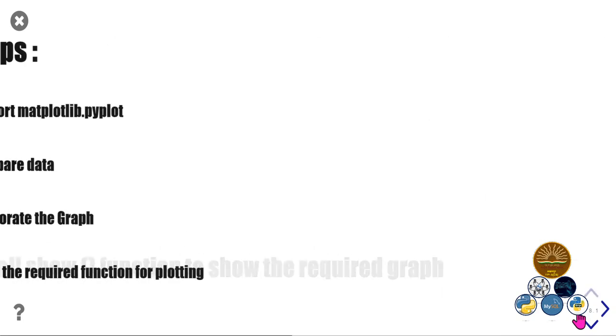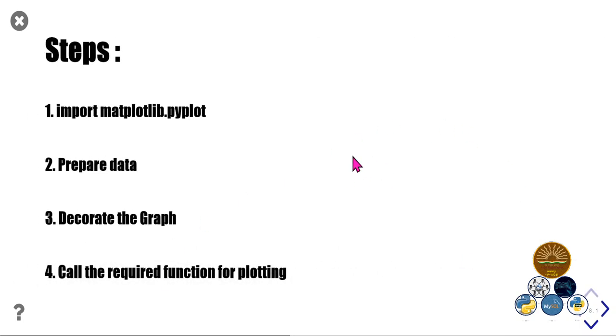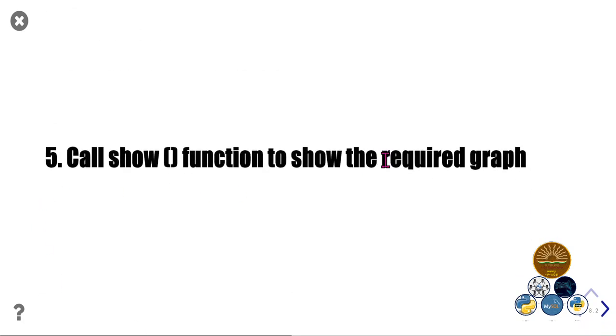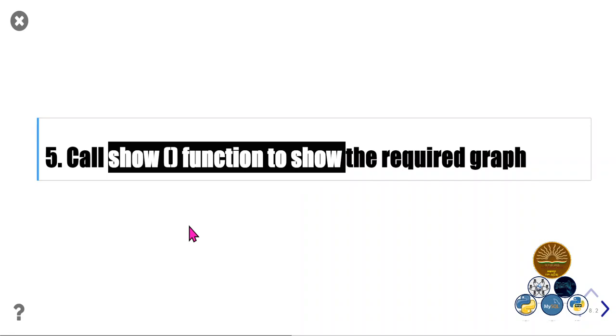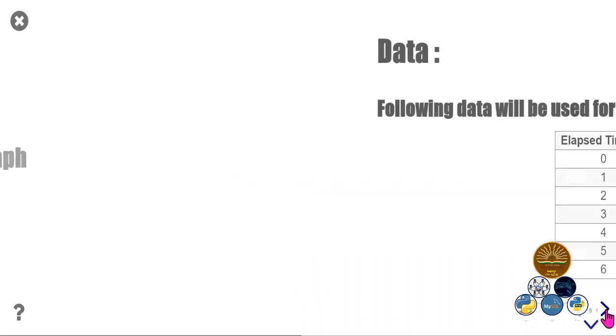So all this we have covered, we have seen this four step, call the required function for plotting. Actually, by calling, you mean you want to plot which type of graph, like you want to draw a pie chart or bar chart. So we will be calling that function, and final will be to call the show function. This function show will display the graph on the screen.